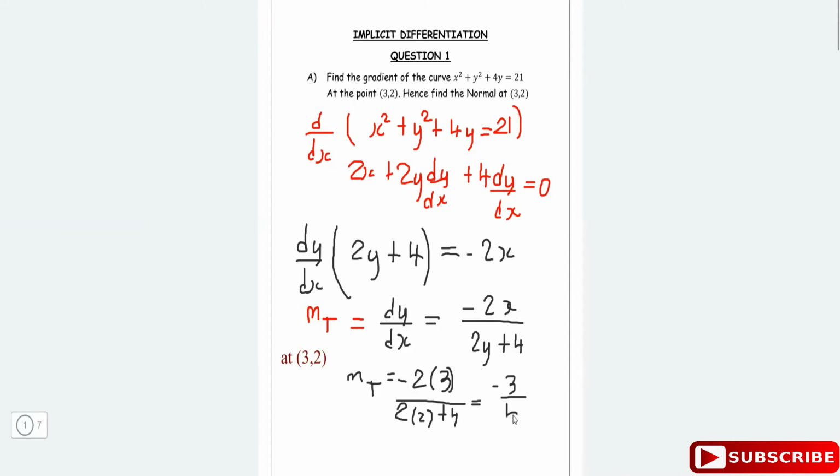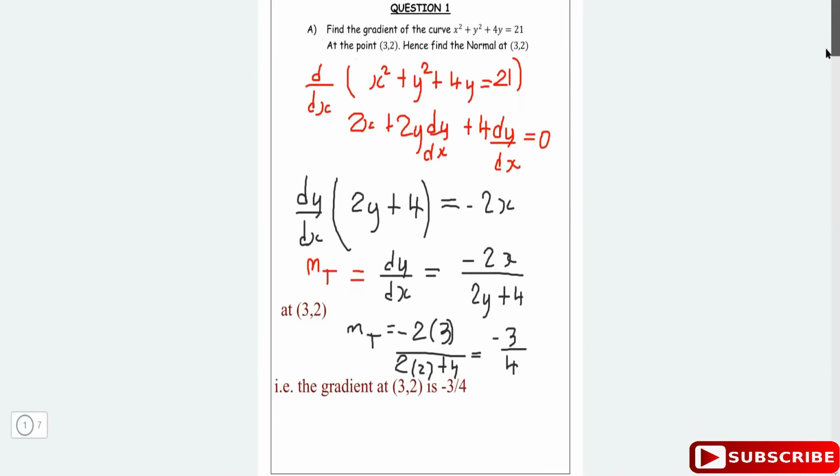Since the gradient of the tangent is minus 3 over 4, we're good. That's the gradient at (3, 2). Let's tell them in words that the gradient at (3, 2) is minus 3 over 4. Now, what is the next thing they wanted?